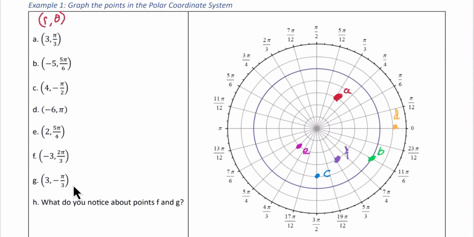And finally, part G. We want to plot 3, negative pi thirds. Starting on the polar axis, we will sweep out the angle clockwise since we have a negative angle, to negative pi thirds. Remember that 5 pi thirds is negative pi thirds. And R is 3. So we have 1, 2, 3. Looks like it's the same point as F. And part H, what do you notice about F and G? It's the same point. They represent the same point.